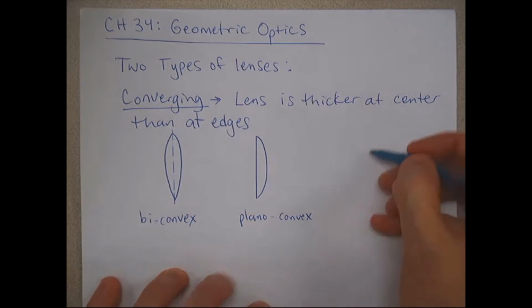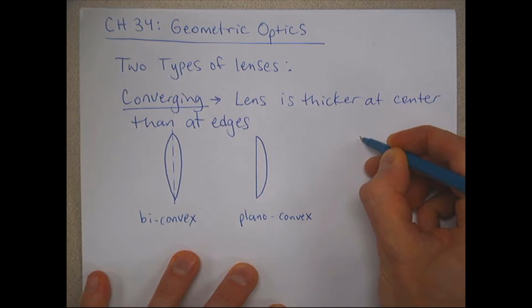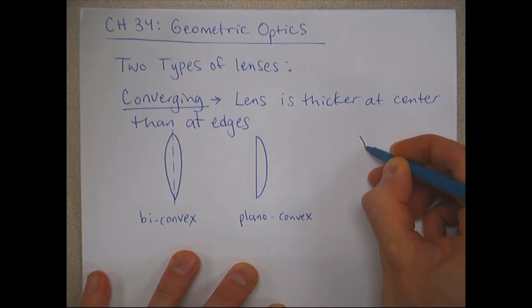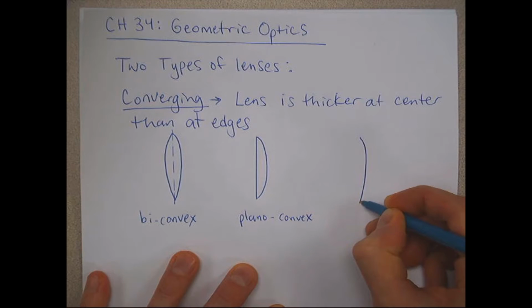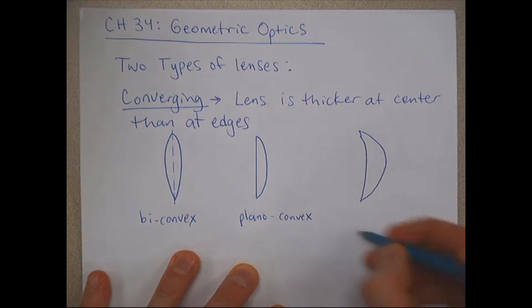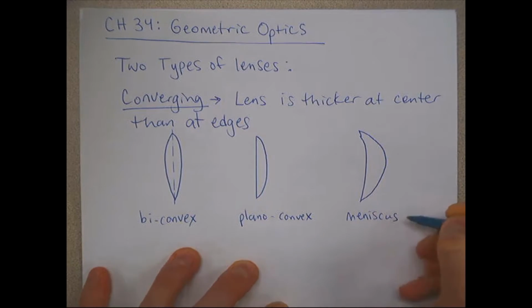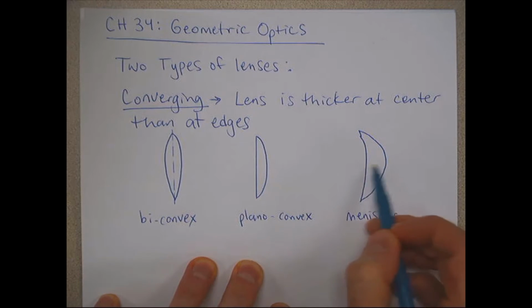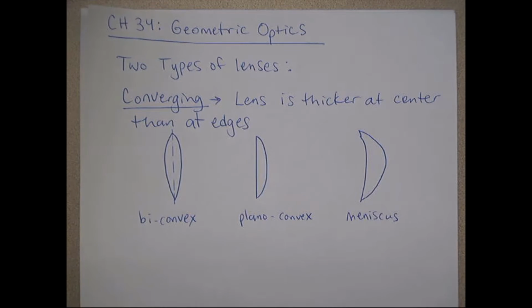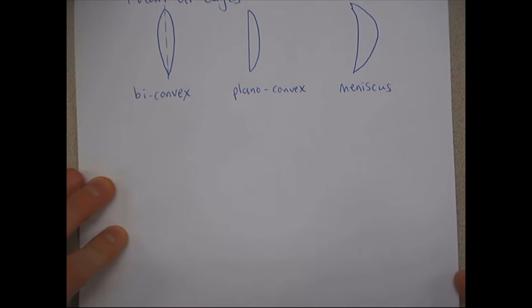And there's a type which is reminiscent of a contact lens, if you will. This is called a meniscus lens. Again, still thicker at the center than it is at the edges. All three of these will converge distant parallel light rays down to a single point.